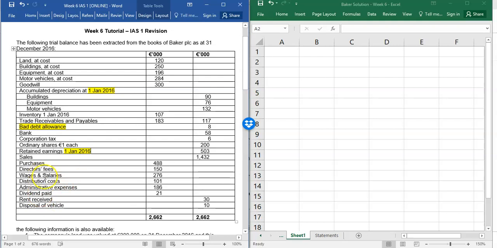Then you have all expenses that go down along. Dividend paid. So you might label that statement of changes in equity, because we know dividends do not go into the income statement. They always go to the statement of changes in equity. Rent received, which will be other income.